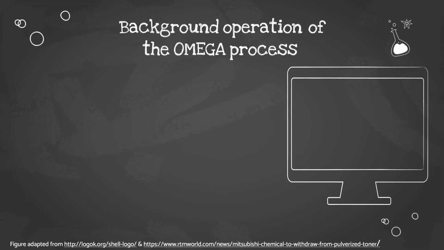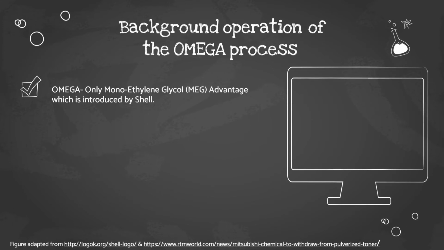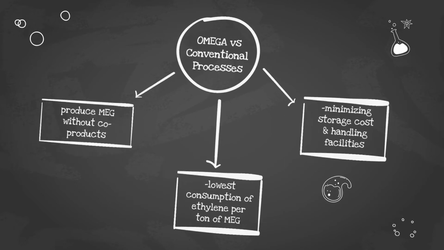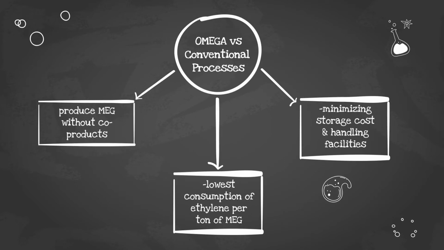Background operation of the Omega process. Omega process stands for only monoethylene glycol, MEG, advantage, which is introduced by Shell. Shell Chemical has been granted the authority to sublicense Mitsubishi Chemical's MEG process, and Shell Chemical has licensed this combined technology all over the world. There are many advantages of Omega compared to conventional processes, such as Omega can produce MEG without co-products, minimizes storage cost and handling facilities, and lastly achieves the lowest consumption of ethylene per ton of MEG.